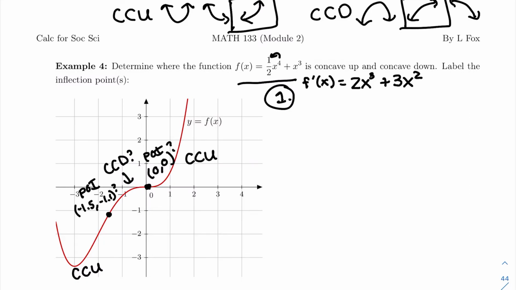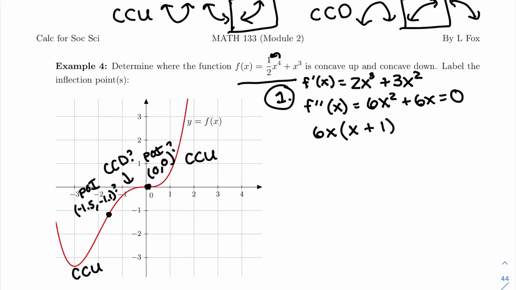And thankfully, I don't have to work with the first derivative, so I'm not going to worry about factoring that or anything crazy. I'm going to move on to the second derivative. The second derivative is 6x squared plus 6x. I'm going to set the second derivative equal to 0, a lot easier to work with than the first derivative in this case. I'm going to factor out a GCF because it has an x squared I have to factor. So it's going to be 6x times x plus 1.